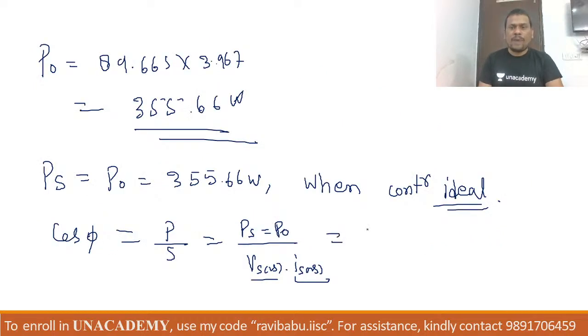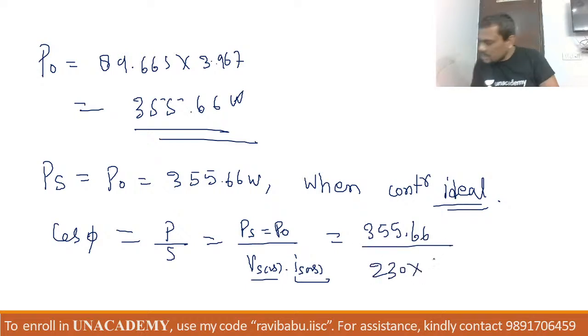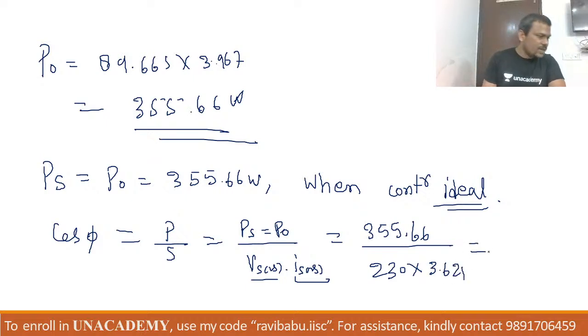So what will be the load power? It is 355.66 divided by 230, which is the RMS voltage, and 3.621 will be... Yeah Jiten, can I write your answer? It is correct, 0.427. Okay, match it, is it correct or not, into 230 and 355.66 divided by the answer. Yeah, very nice, absolutely correct Jiten. Now tell me, is it clear?